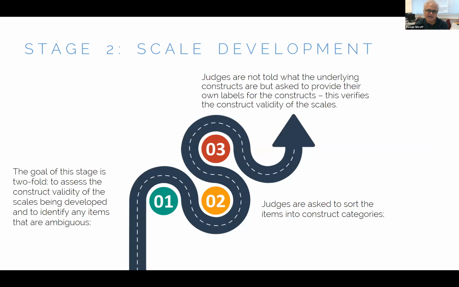Okay, stage 2 is the scale development process. This is where the judges come in. The goal of this stage is really twofold: to assess the construct validity, that is, are you measuring what you intend to measure, and also to determine if any of the items that you've developed are ambiguous. So basically the judges are not told what the underlying constructs are, but are asked to provide their own labels of the constructs. So this basically verifies the construct validity of the scales. And then the judges are also asked to sort the items into construct categories.